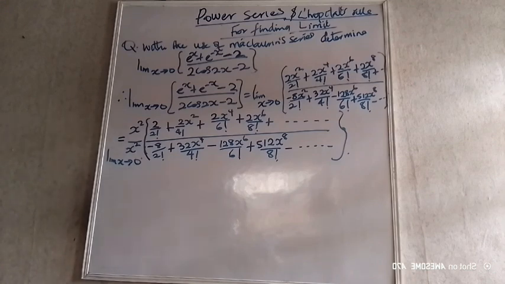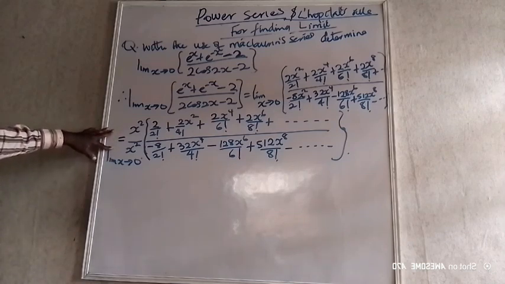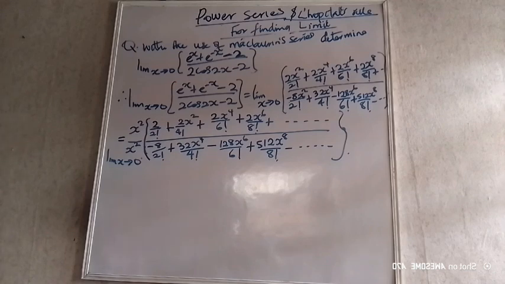Now factorizing, bringing out x squared from the numerator and denominator, we have 2 over 2 factorial plus 2x squared over 4 factorial plus 2x raised to power 4 over 6 factorial plus 2x raised to power 6 over 8 factorial, and continues like that. Now we have it to be x squared into 2 over 2 factorial plus 2x squared over 4 factorial plus 2x raised to power 4 over 6 factorial plus 2x raised to power 6 over 8 factorial plus, and continues like that, divided by x squared into minus 8 over 2 factorial plus 32x squared over 4 factorial minus 128x raised to power 4 over 6 factorial plus 512x raised to power 6 over 8 factorial, and goes on like that.